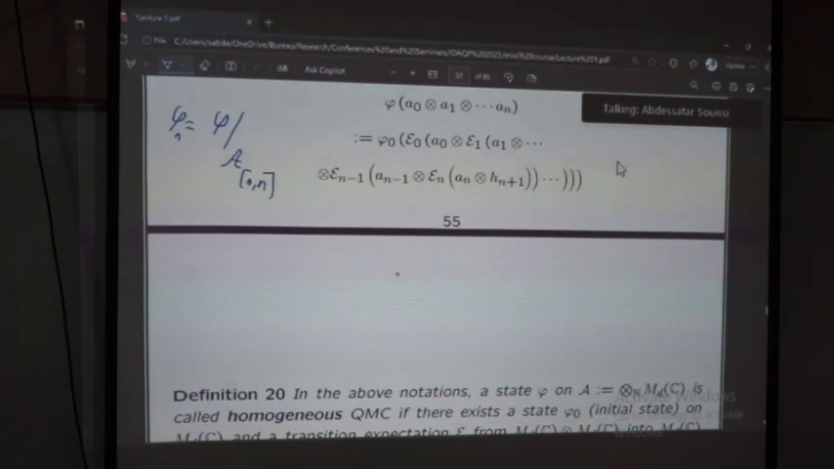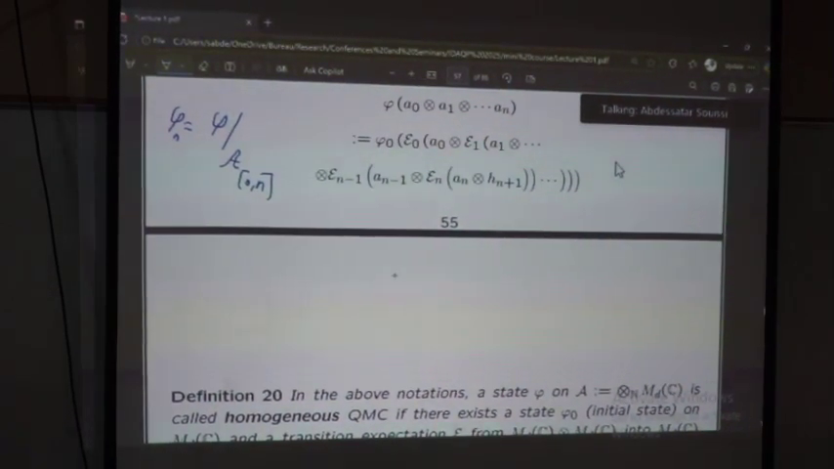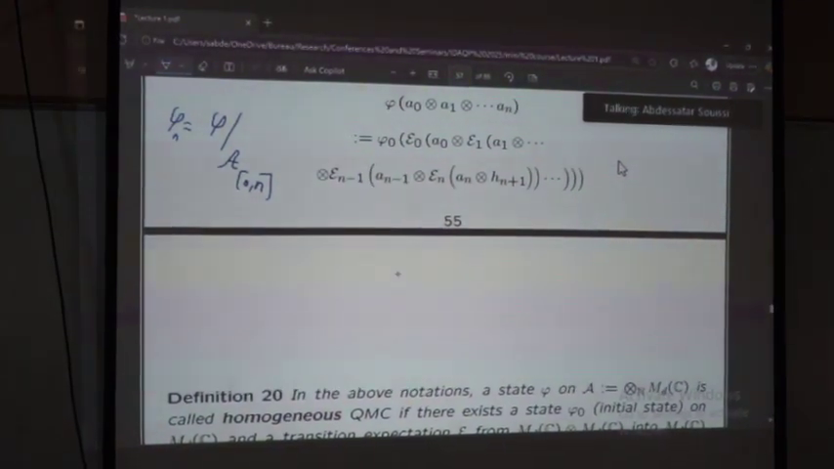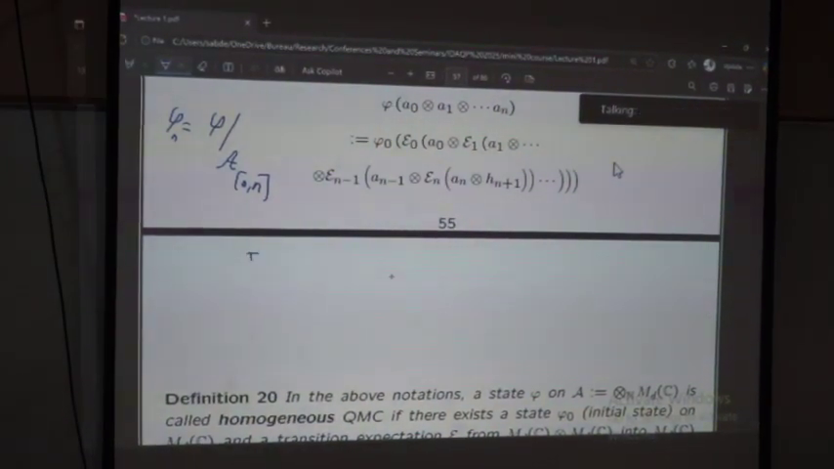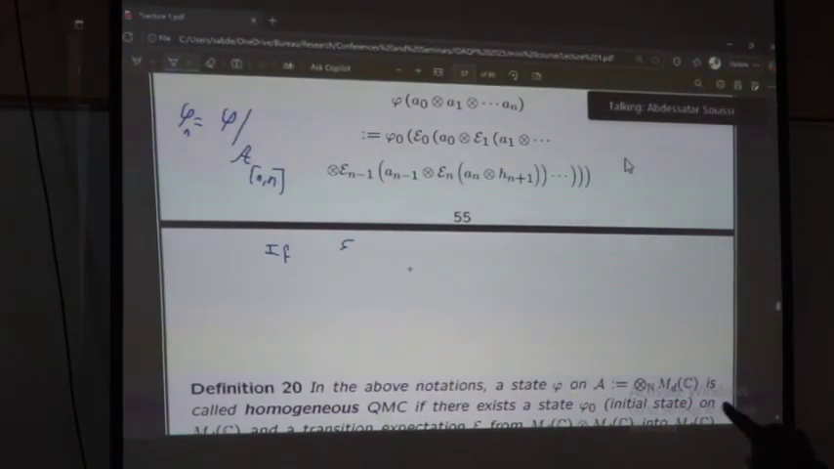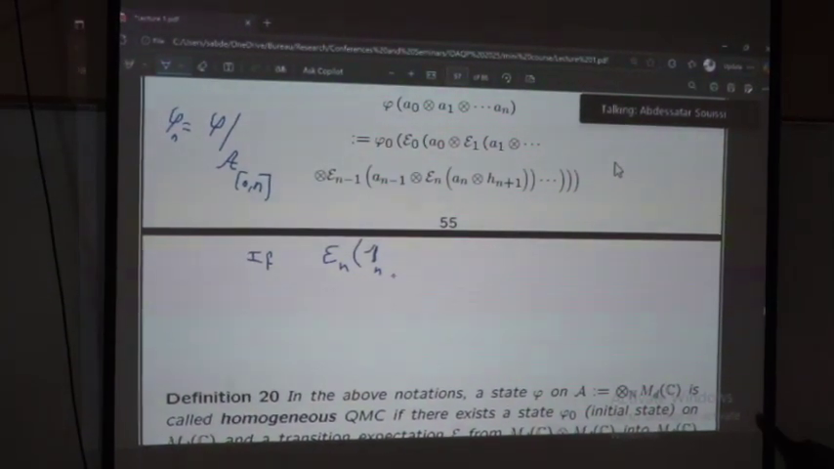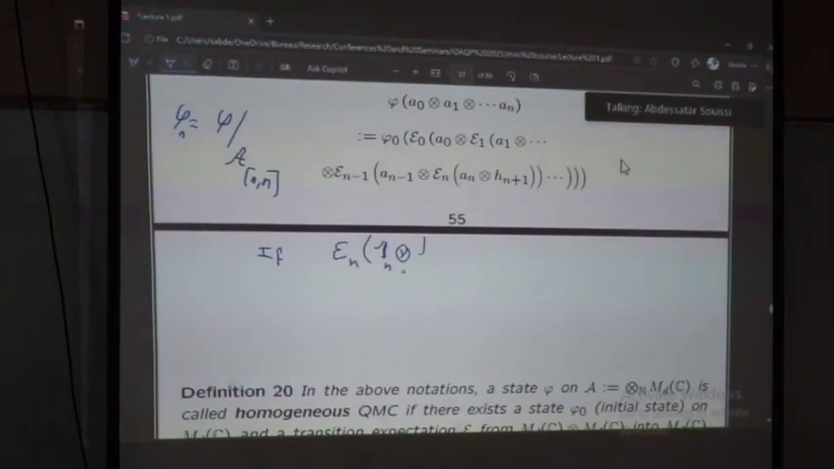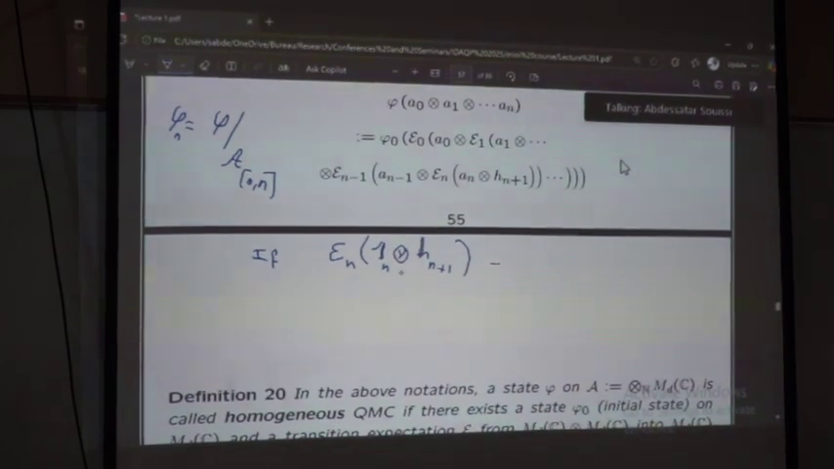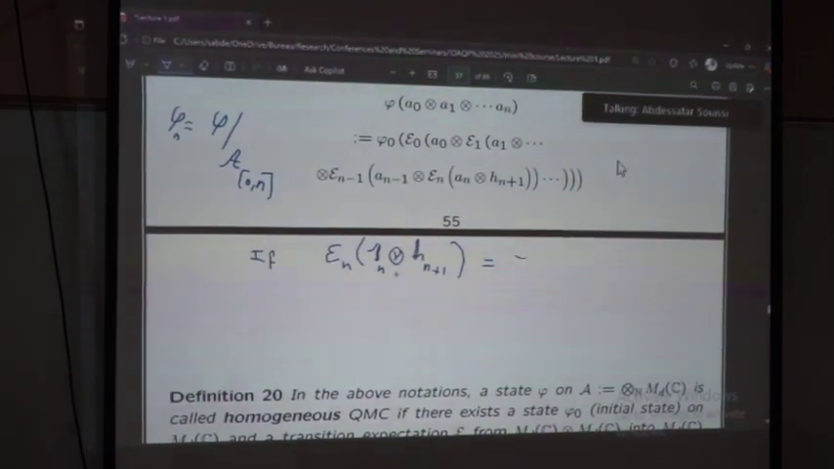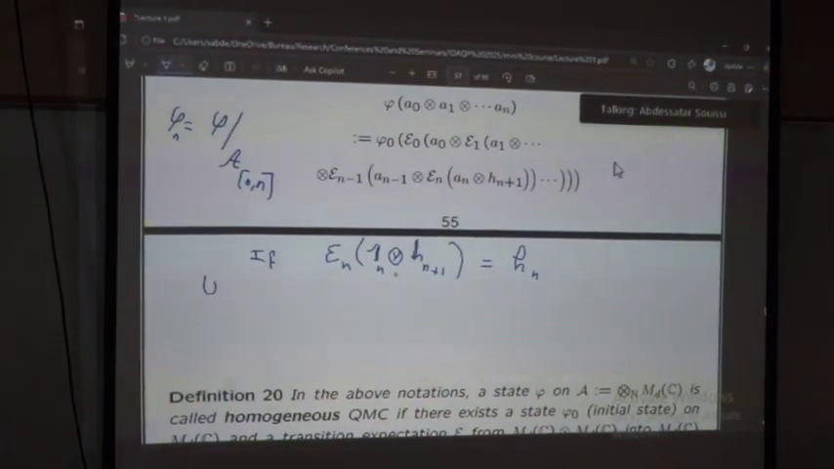One of the methods to reconstruct phi from this sequence of states is what defines the projected sequence of states, when the transition expectation satisfies this condition: if E_n of 1 in the position n plus 1 equals H_n, then the sequence is projective. Then phi n is a projective sequence.